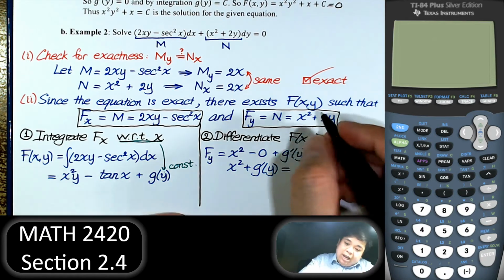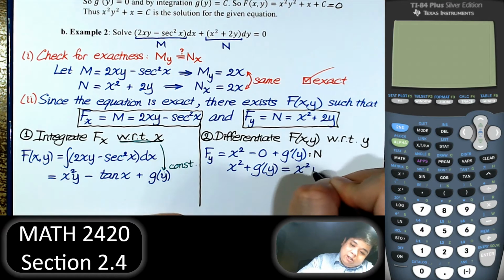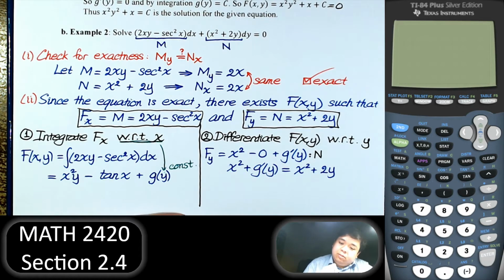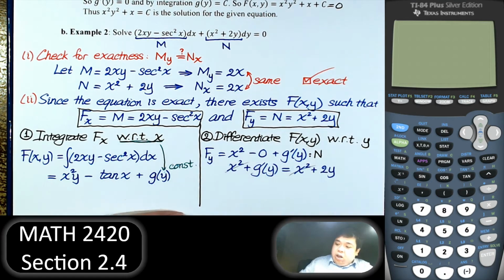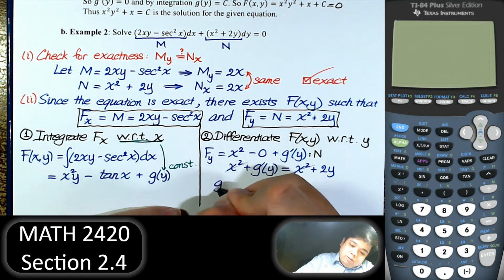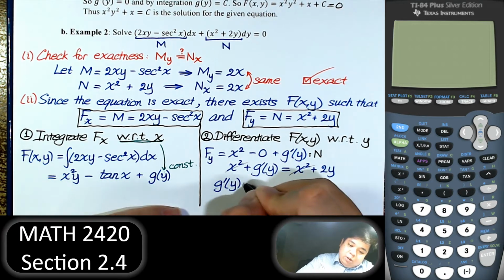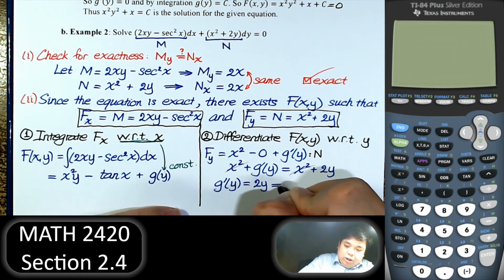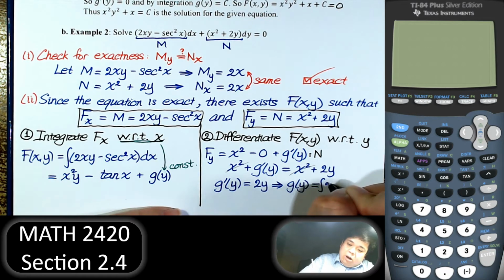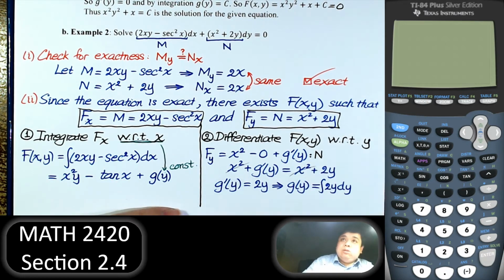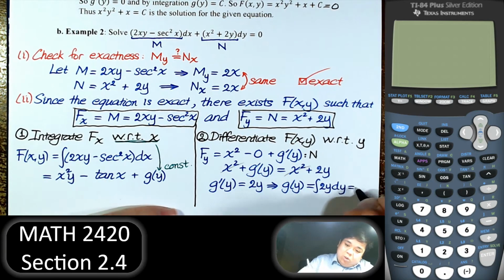And what is n? X squared plus 2y, right? Cancel x squared on both sides. G prime y equal to 2y. So if we want to find g, integral of 2y dy, the integral of 2y is 2y squared over 2, 2 and 2 cancel, so that is y squared plus the constant c.